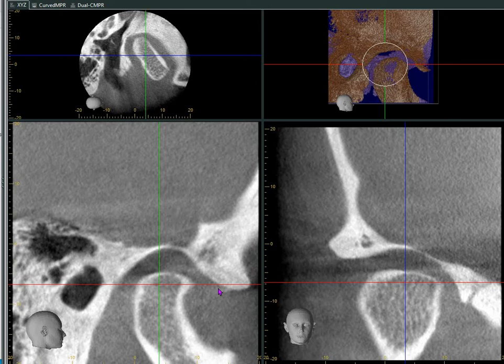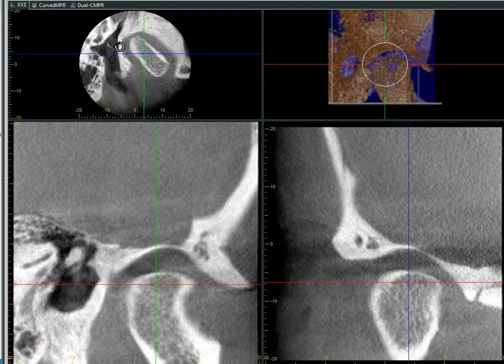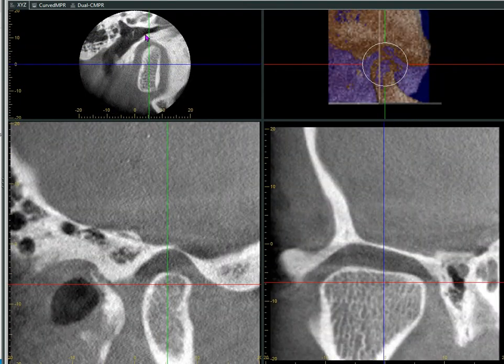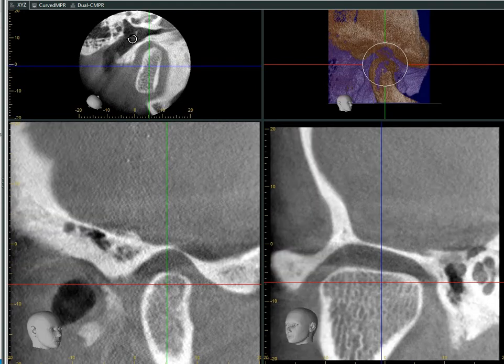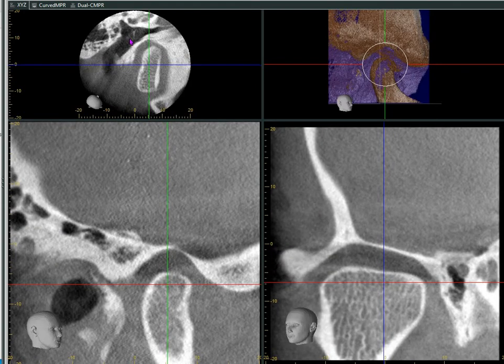CT scans give us the ability to see the joints from all sides, top, front, and side, as well as a 360-degree view around the joint. What we are looking for are the following. A normal joint will be characterized by adequate thickness of cartilage, shown here. You will see an approximate space of 5 millimeters.